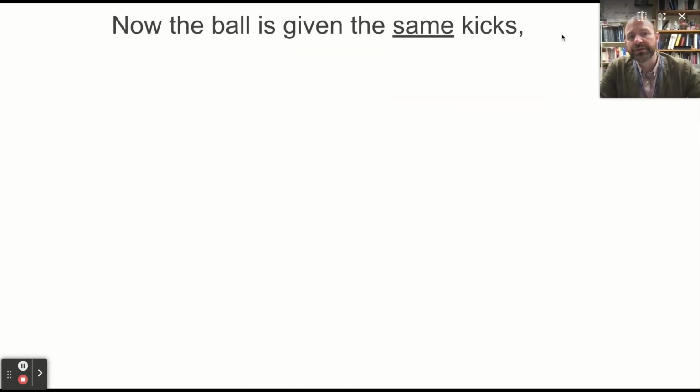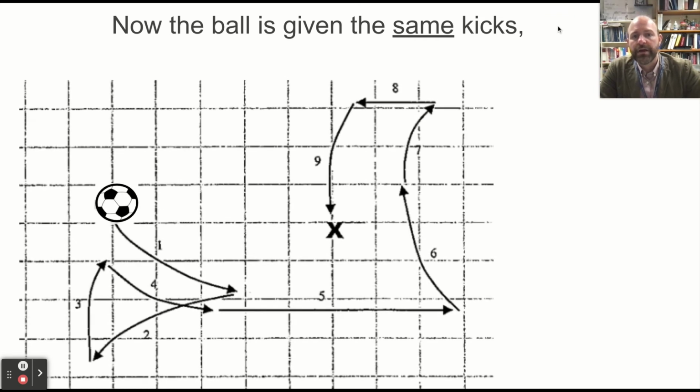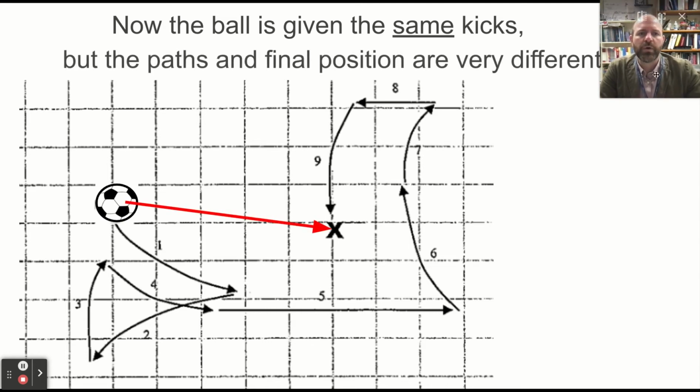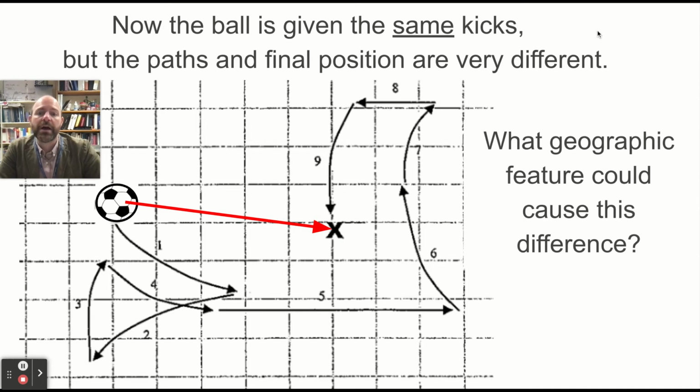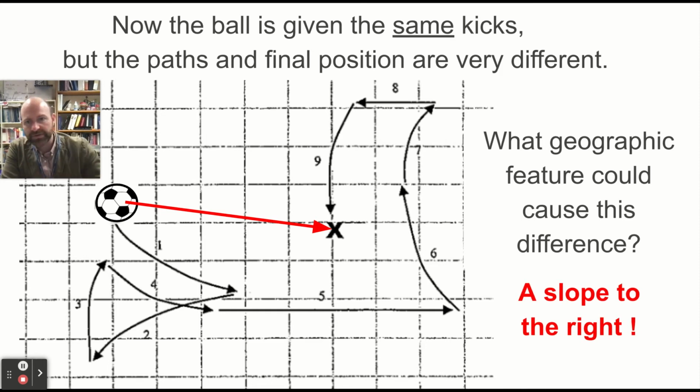Now, if you do the same series of kicks, but it ends up being like this, we see some curved lines. It's not actually traveling straight all the time. You might ask yourself, what's happening? Why does it end up in a different position? What could be causing this? If you're imagining kicking a ball on a soccer field, probably the most obvious thing would be that the field is actually sloping to the right. And so the kick direction is not all that's influencing its motion.